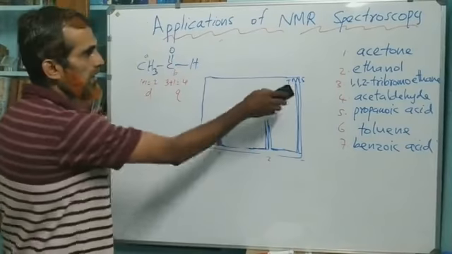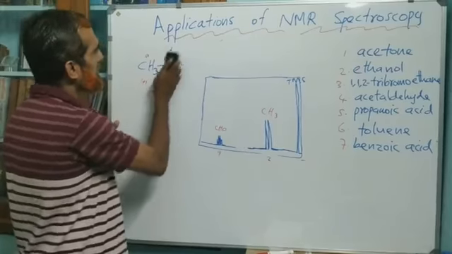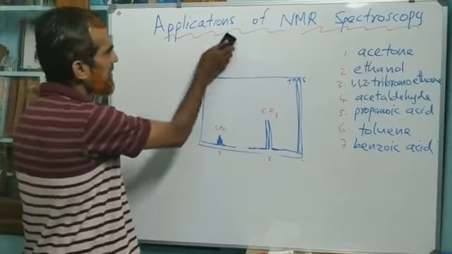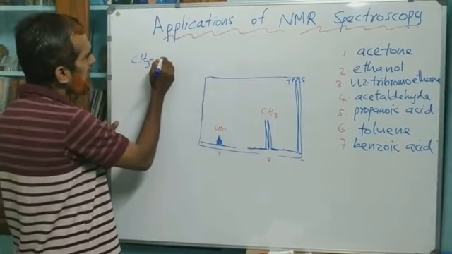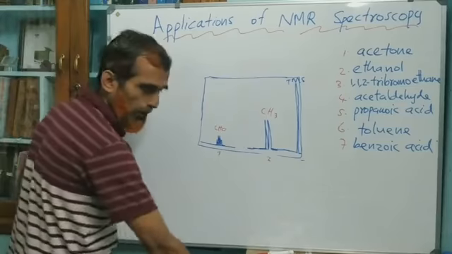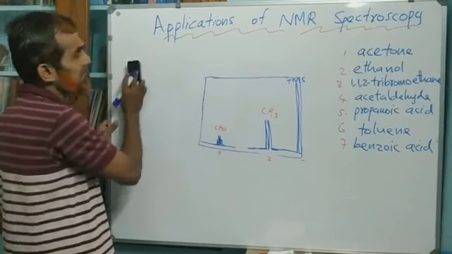Next one is propanoic acid. Propanoic acid is CH3CH2COOH. Propanoic acid is left to you. You should do it as homework.